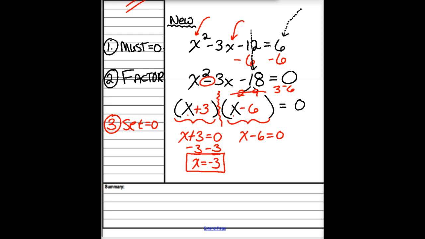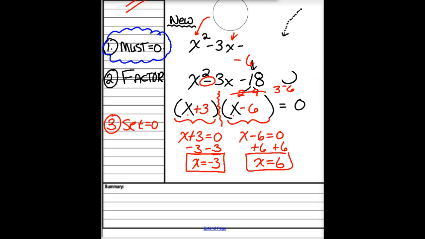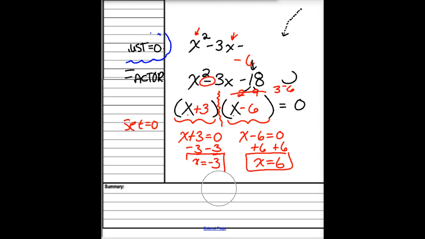Or this other piece would have to equal 0. And I have two solutions to my quadratic equation. So one thing that makes these advanced today is that, first of all, you have to get that right-hand side equal to 0. Second of all, we are also going to need a little bit more advanced factoring techniques.